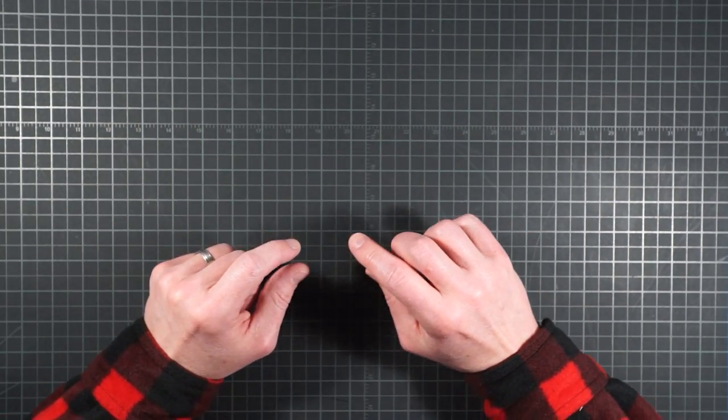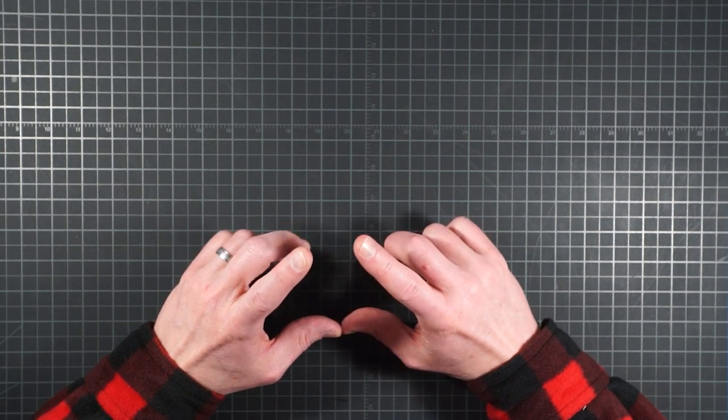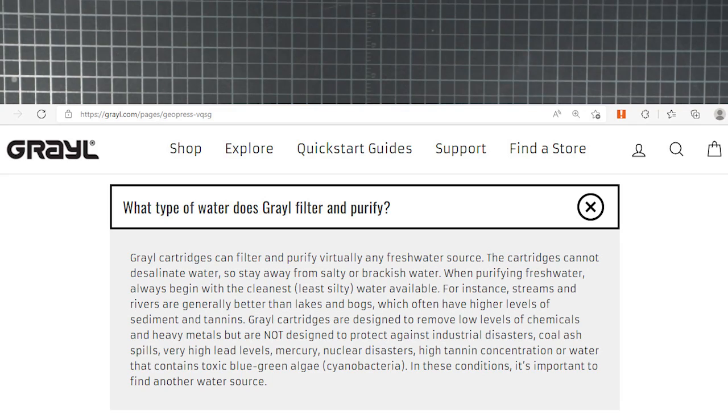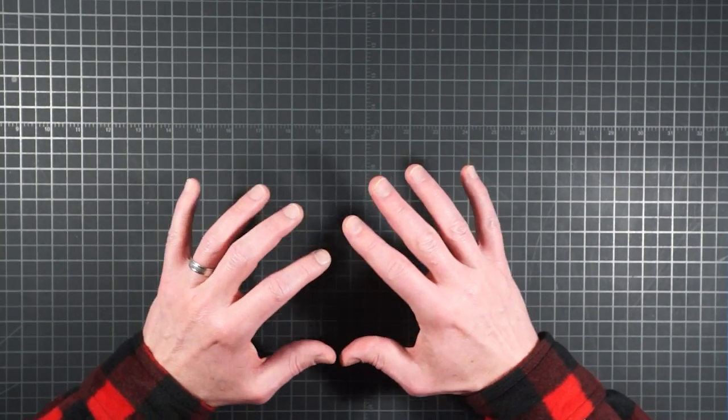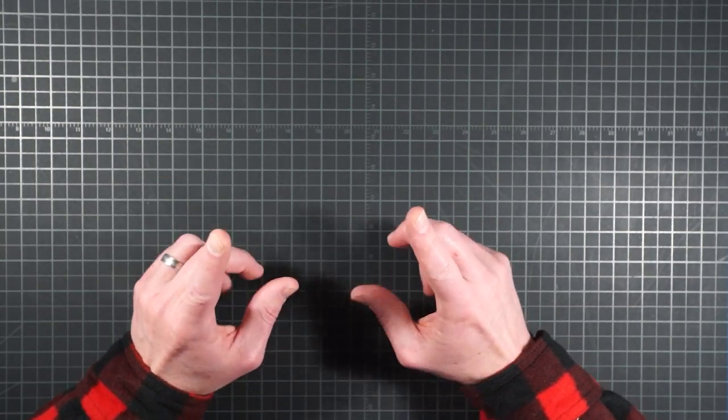Also, point-of-use adsorbent filters are generally only capable of dealing with trace amounts of contaminants. Grayl admits as much on their site. Grayl cartridges are designed to remove low levels of chemicals and heavy metals, but are not designed to protect against industrial disasters, coal ash spills, very high lead levels, mercury, nuclear disasters, high tannin concentration, or water that contains toxic blue-green algae. And they basically tell you in these conditions, find water from somewhere else. So if you're planning on using this as an apocalypse option, keep all these caveats in mind.